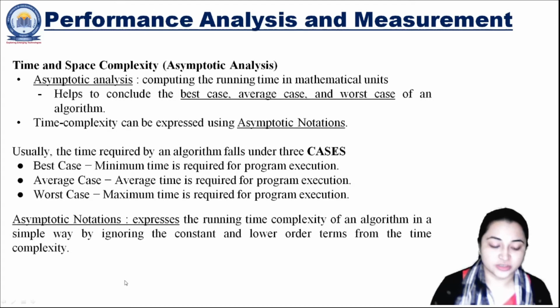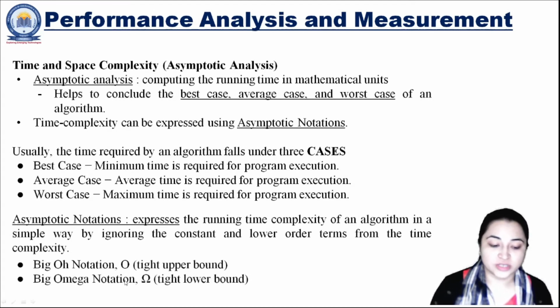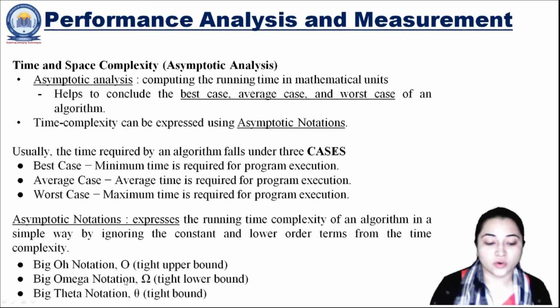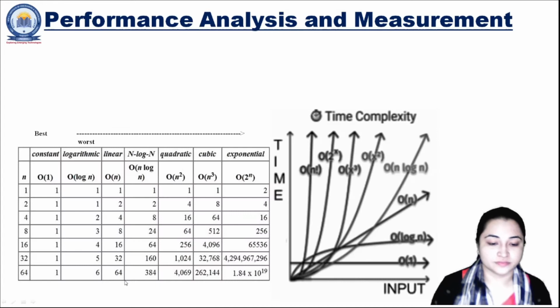So we have three notations: big O notation, big omega notation and big theta notation. Big O notation gives tight upper bound, big omega notation gives tight lower bound and big theta notation gives tight bound to the algorithm. We will see what is tight upper bound, tight lower bound and tight bound of an algorithm.